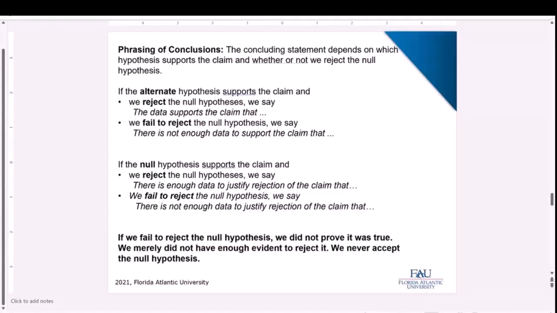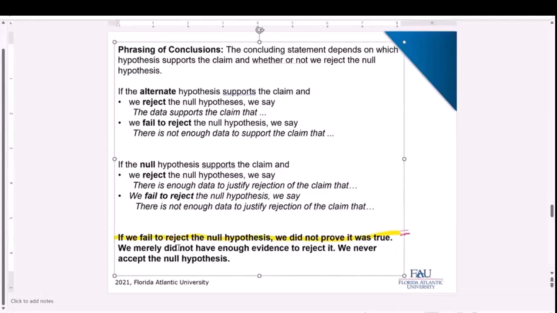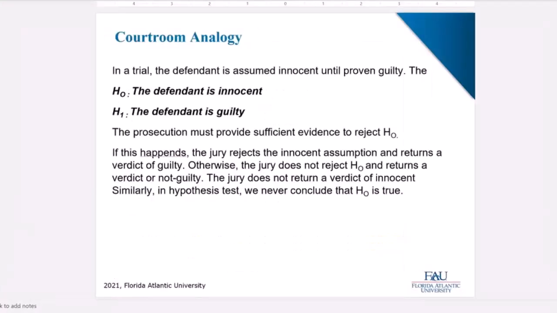If we fail to reject the null hypothesis, we say there is not enough data to justify rejection of the claim. If we fail to reject the null hypothesis, we did not prove it was true. We merely did not have enough evidence to reject it. We never accept the null hypothesis.